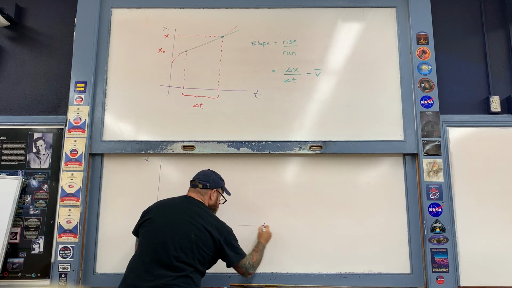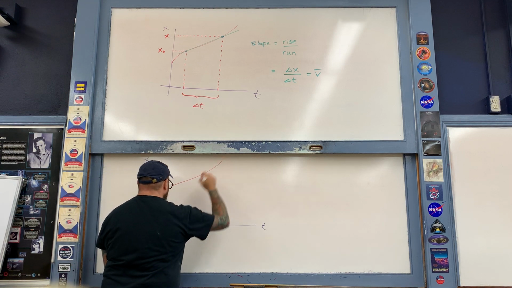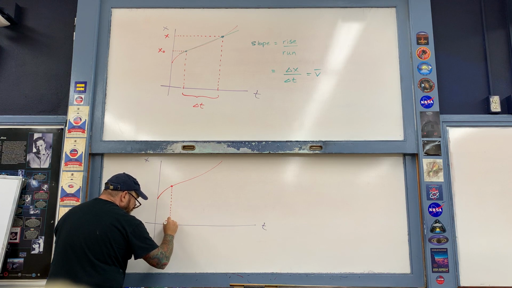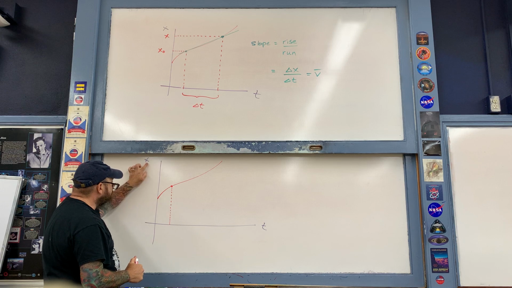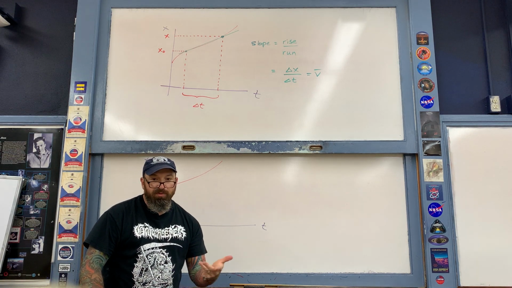Okay, so same red polynomial function as before, like so. But now we take a look at this instant in time. In order to describe exactly how this red polynomial describing position is changing at this instant, we're once again finding the slope of a line.